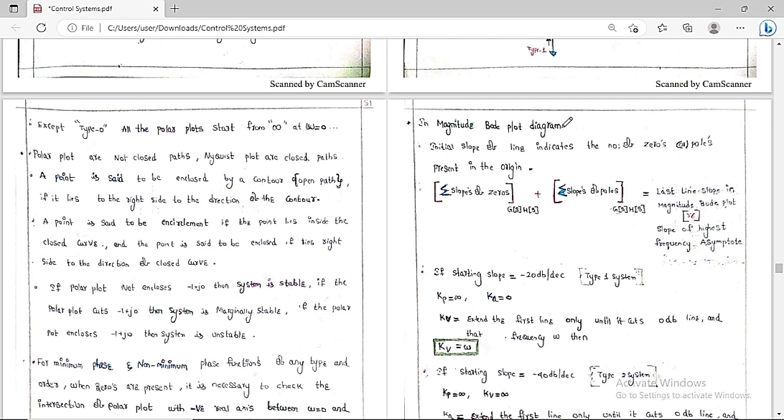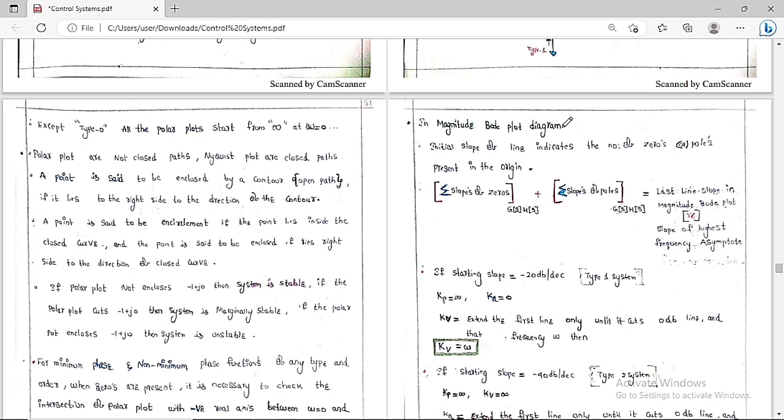I already told you that in the case of the magnitude Bode plot diagram, just by seeing the initial slope, we can say how many zeros or how many poles are present at the origin. So just by seeing the initial slope of the line, we can say how many zeros and how many poles are present at the origin.